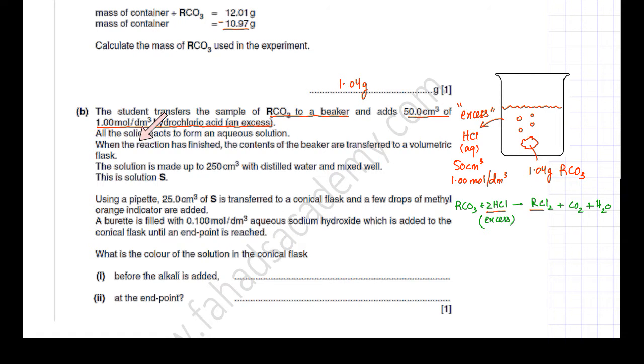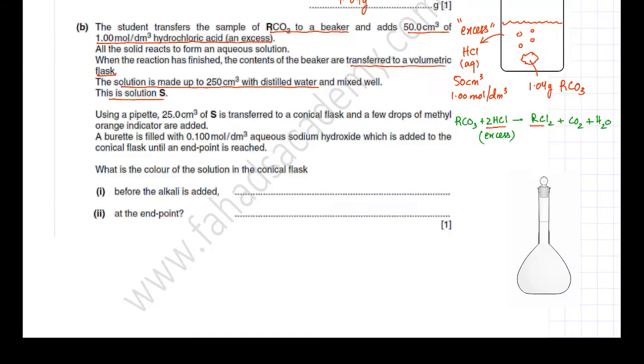He's saying that when the reaction had finished, the contents of the beaker are transferred to a volumetric flask. So we're now going to transfer the solution to a volumetric flask, where the solution is then made up to 250 cm3 by adding distilled water and mixed well, and this is called solution S. Let's sketch that part as well. I'm going to transfer the leftover solution into this volumetric flask. All the HCl which was in excess and left over is transferred to this flask along with the salt which is formed. And this is made up to 250 cm3.